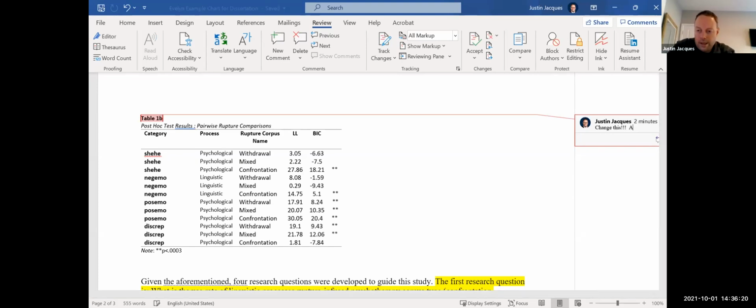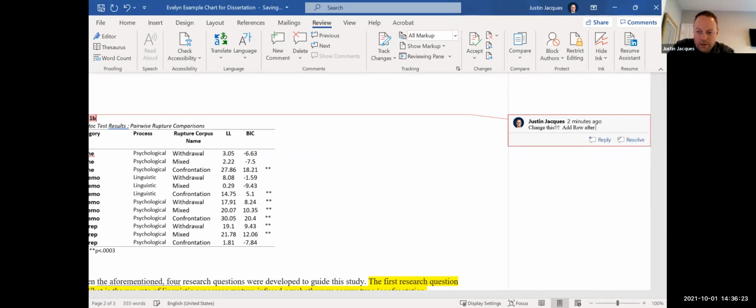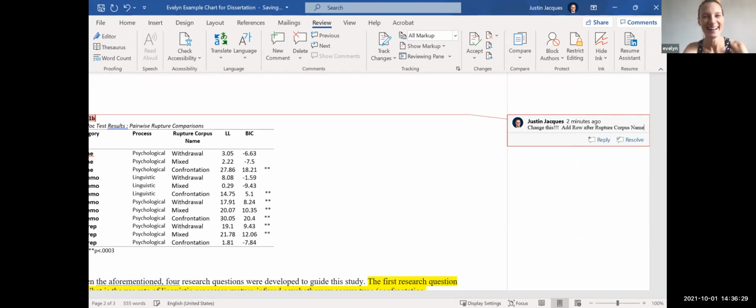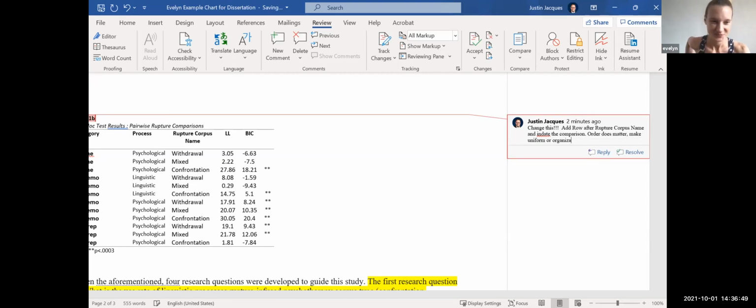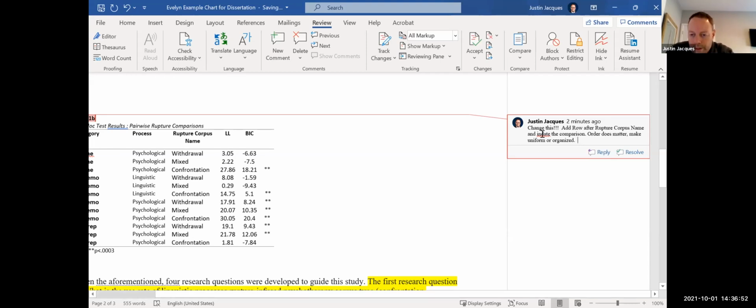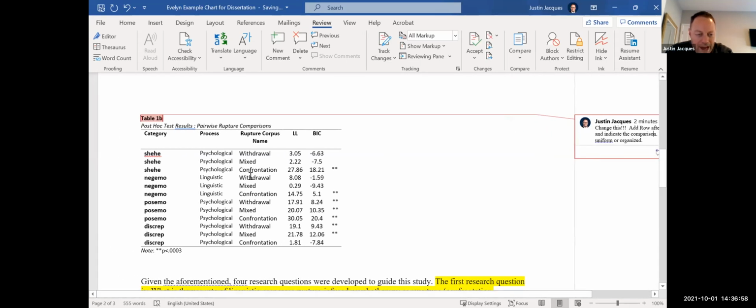Okay. Add row after rupture corpus name and indicate the comparison. Evelyn said that the order does not matter, but I want to make it uniform. You want it to be somewhat organized, but the organization is arbitrary. Sweet. All right, looks like we're almost there. So we've got this. I'm going to refab this into table 1B.